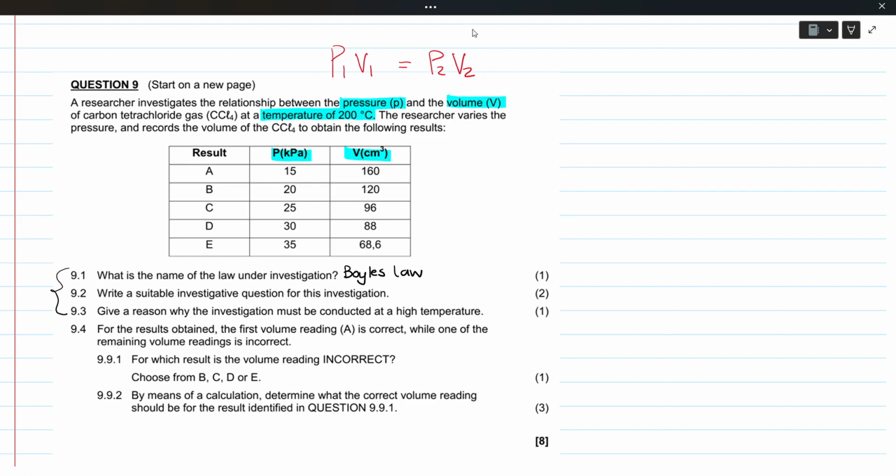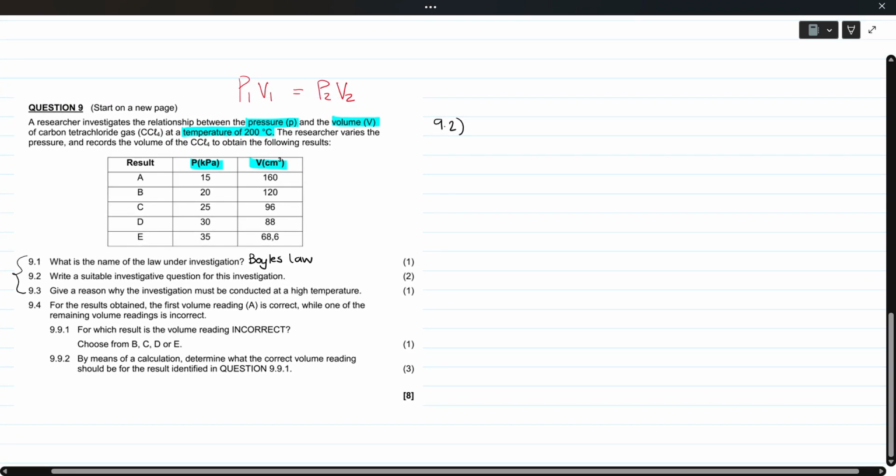Write down a suitable investigative question. So I'm just going to give you guys the long version, just in case there are awarding marks for including everything. But it's basically standard, right? If you learn the investigative question for Boyle's law, it's going to be the same all the time.